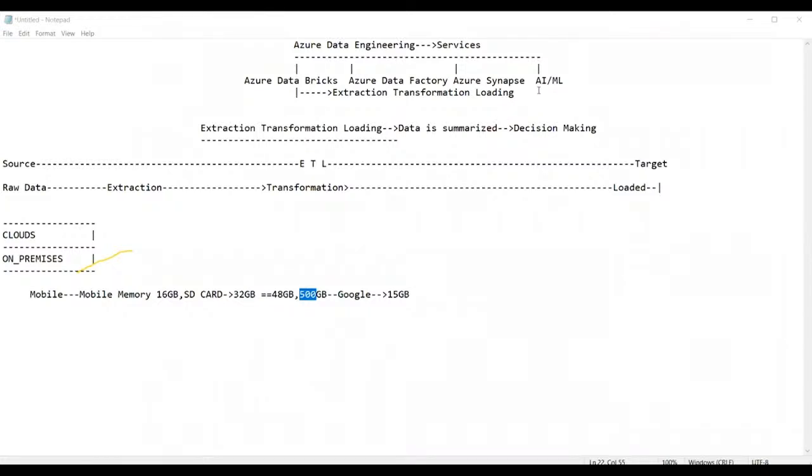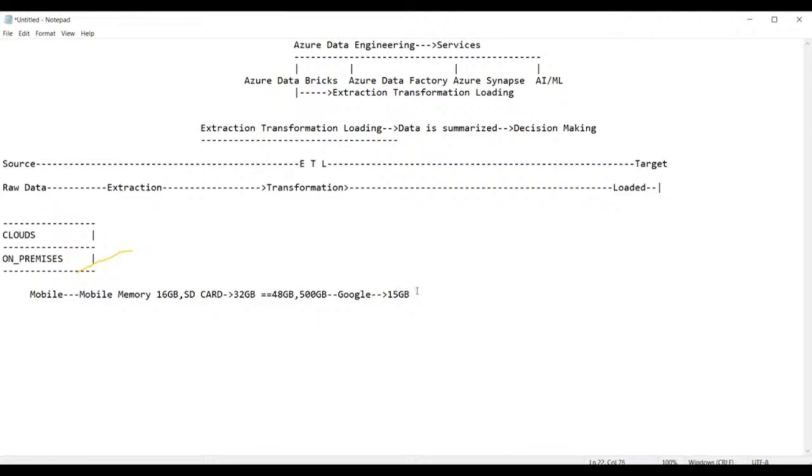My question is that my mobile already has 16 GB memory, and I have installed an SD card with 32 GB memory. Totally both the memories amount to 48 GB, but I have some more 500 GB to be stored. So for that, I took the support of Google Drive, and Google Drive is providing only 15 GB. What is the alternative for me now?